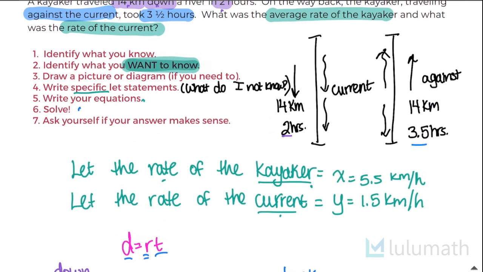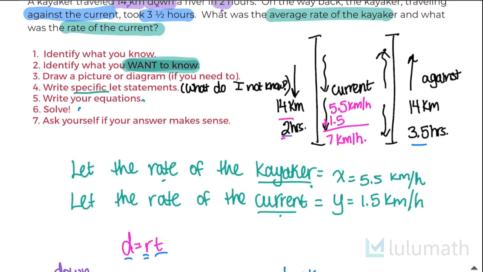But we're not done because we want to ask ourselves, does our answer make sense? So if you look here, this kayaker is going down at a rate of 5.5 kilometers per hour, but the current is also going at a rate of 1.5 kilometers per hour. So that means that combined, the kayaker and the current together are traveling at a rate of 7 kilometers per hour. Well, 7 kilometers per hour for 2 hours is going to take us a distance of 14 kilometers. So this sounds like it's going to work for us.